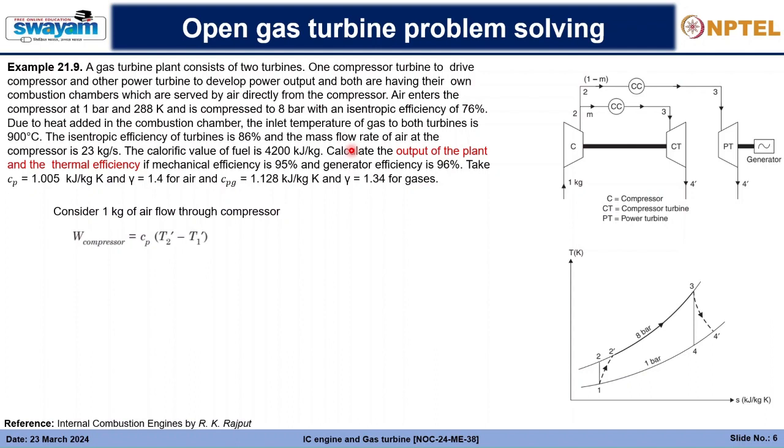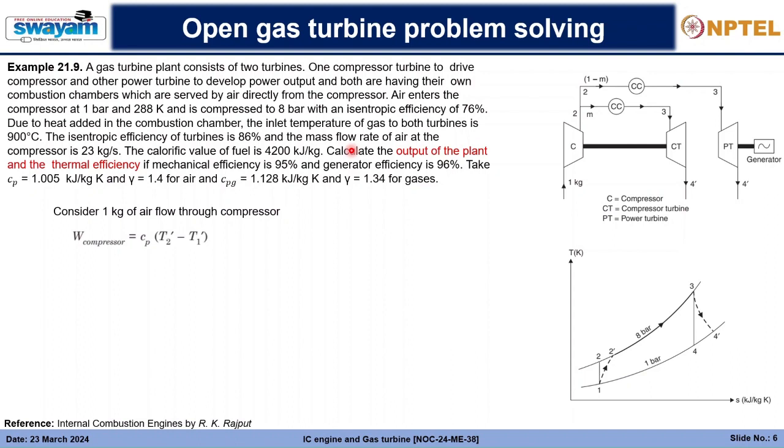But we are given that the total amount of air that flows through the compressor is 23 kg per second. Based on that, the plant outputs will be different, because they will be in kilowatts. In kilojoules per kg the values can be easily found, but in kilowatts it will be different, because it depends upon the amount of mass flowing through the turbines.